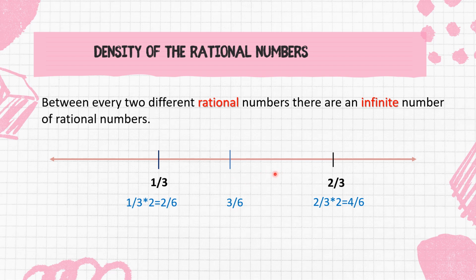Also, looking a little bit deeper, if we multiply the 1/3 by 3, we will have 3 over 9. And if we multiply 2/3 by 3, it will equal 6 over 9. So we have two rational numbers, which are 4 over 9 and 5 over 9.